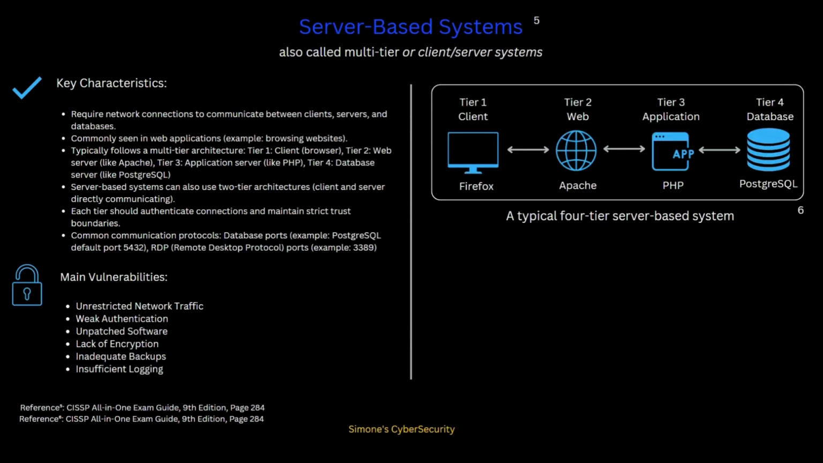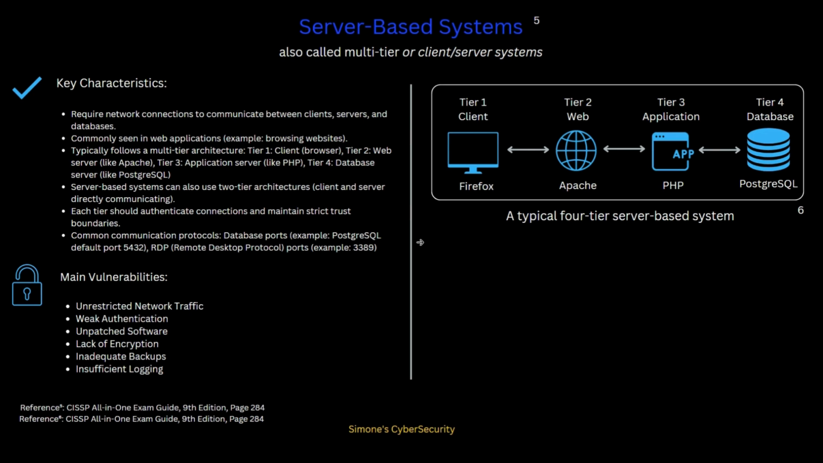So, now that we have talked about the client based systems, let's move on to the next big evolution, that is server based systems, which are also called client server or multi tier systems. Unlike client only systems, here we need a network connection because clients and servers must talk to each other. This is the model we commonly see in web applications. For example, when you open your web browser and visit a website, you are actually engaging in a client server interaction.